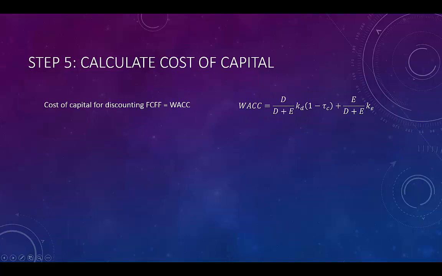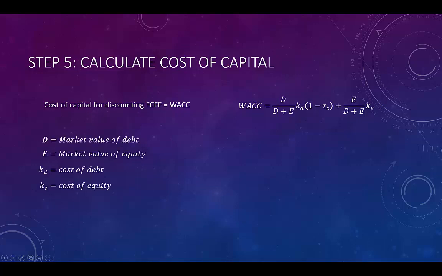In order to calculate a value today, we need to use a discount rate. Since we're using the free cash flow for the firm approach, the relevant discount rate is the weighted average cost of capital, or WACC for short. The weighted average cost of capital is just the weighted average of the costs of debt and equity capital. The weights are calculated from the market values of debt and equity. Sometimes it is difficult to find the market value of debt, and then we use the book values instead.